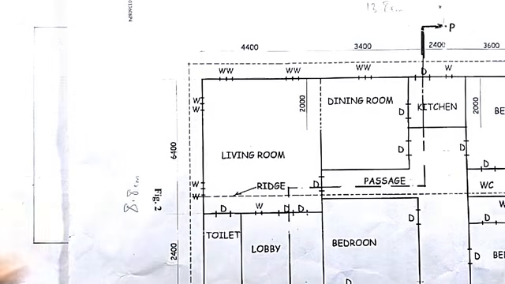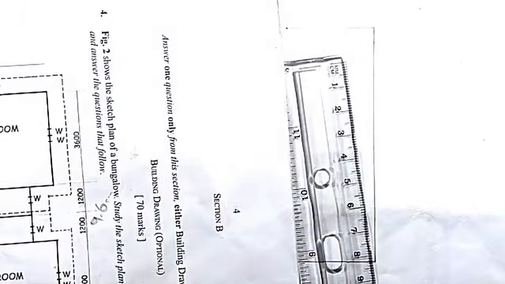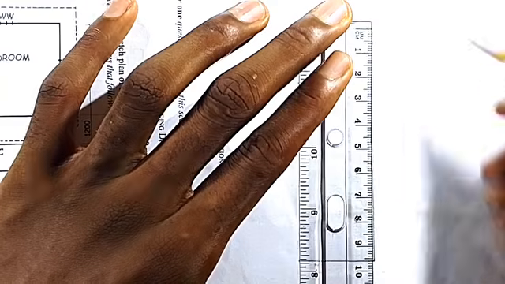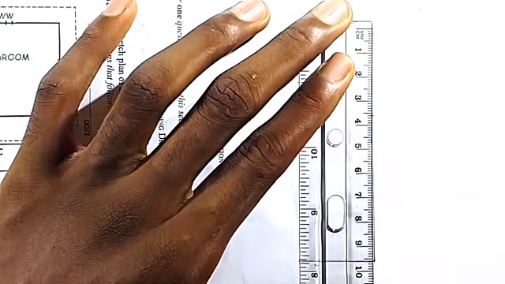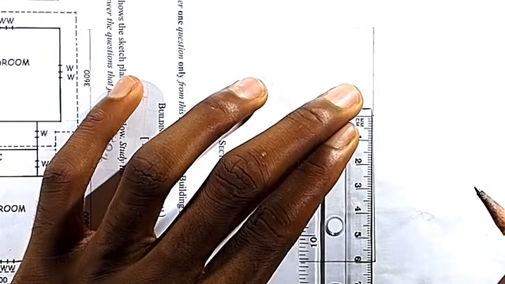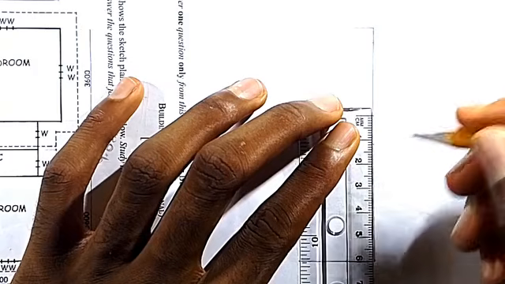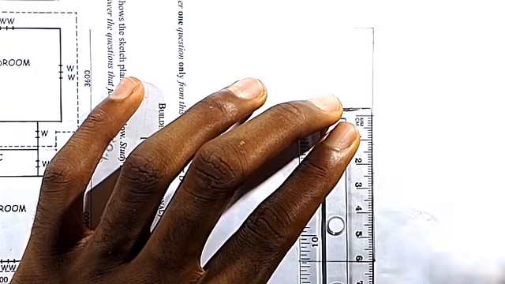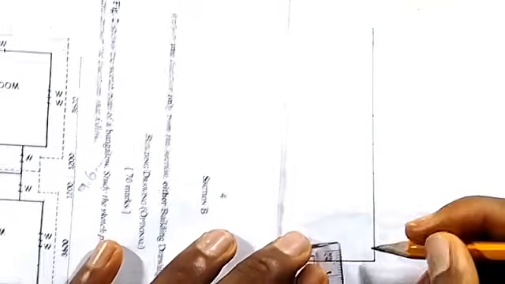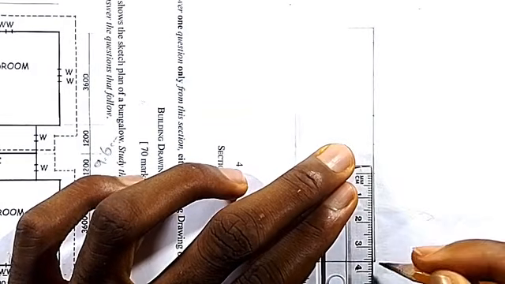Then after that we have to mark for the right side 3.6 for this part. Then 1.2, 1.2, 1.2, then 1.2 for this part. Good. Then here's 3.6, 3.6. So our work is accurate here.